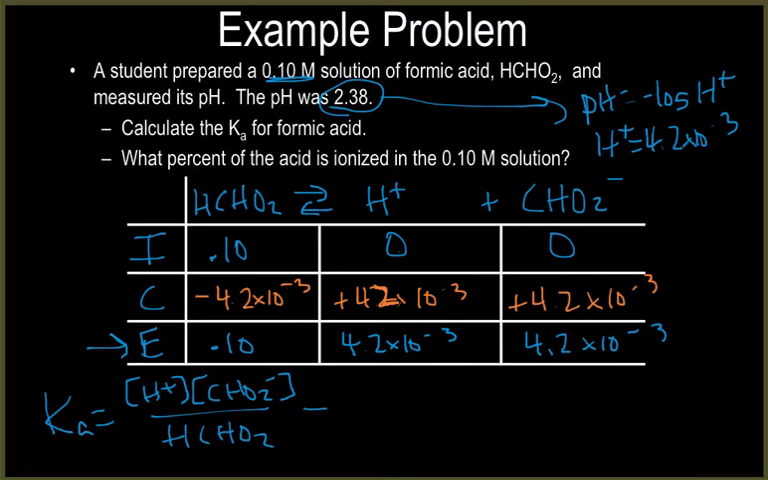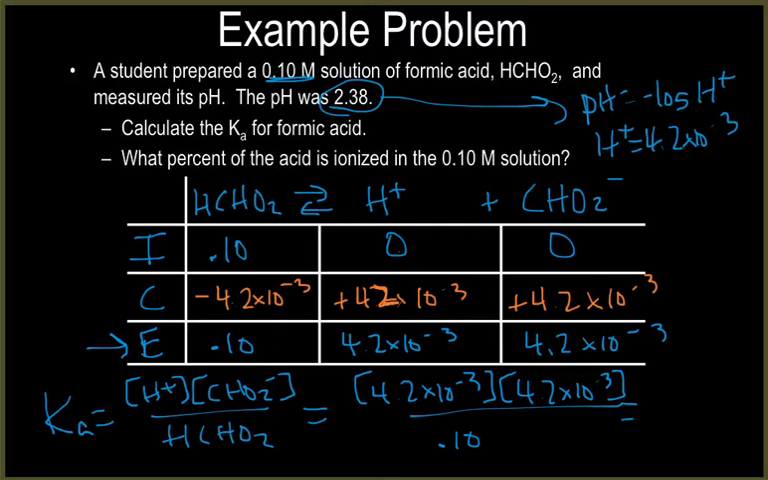Then I take those values and substitute them in for my Ka. So I have 4.2 times 10 to the negative third times 4.2 times 10 to the negative third divided by 0.10. And that gives me a Ka of 1.8 times 10 to the negative 4. Okay, and just like last time, the Kas do not have units. So Ka here would be 1.8 times 10 to the negative 4.